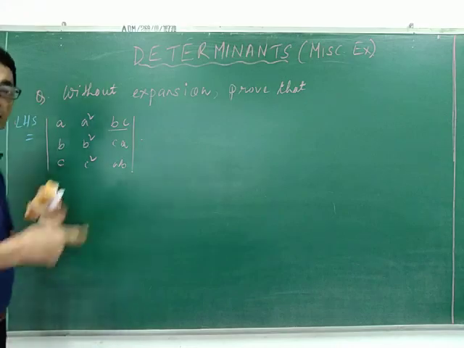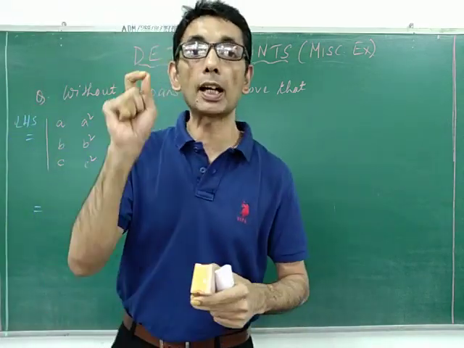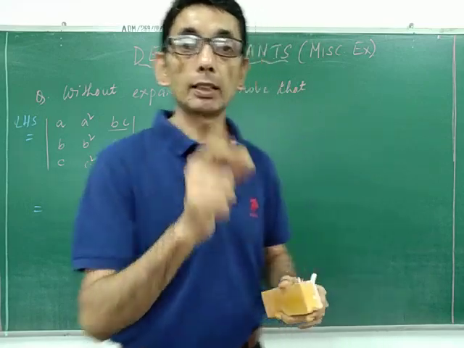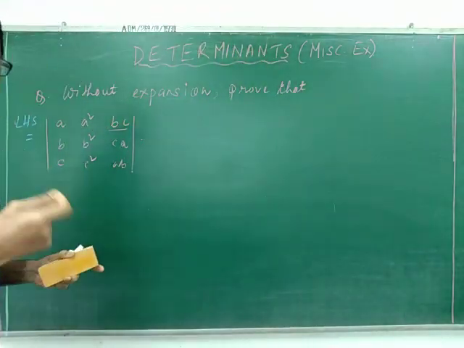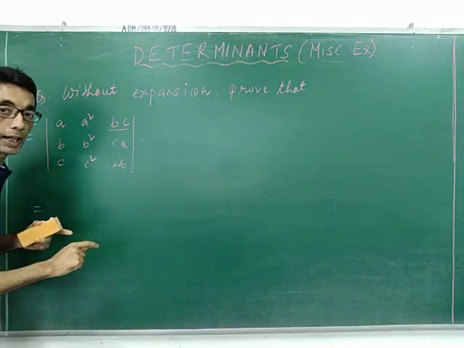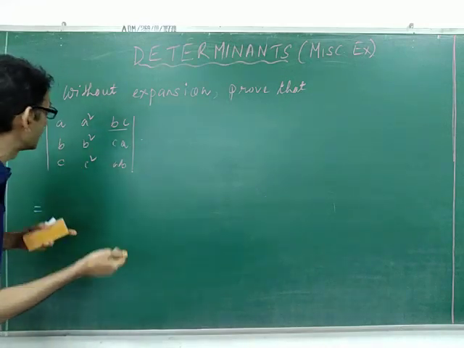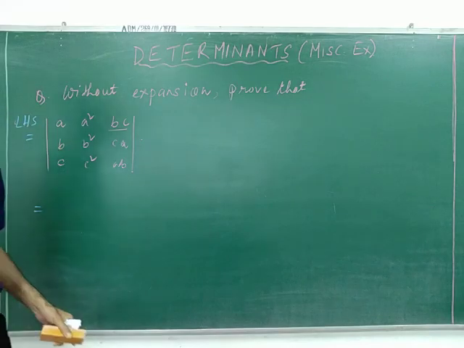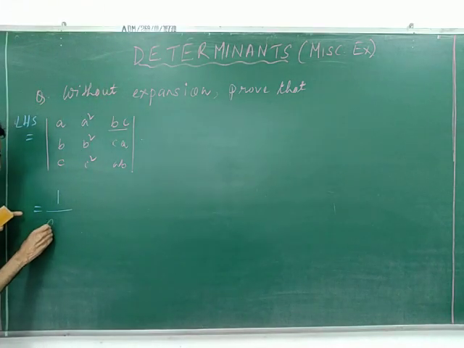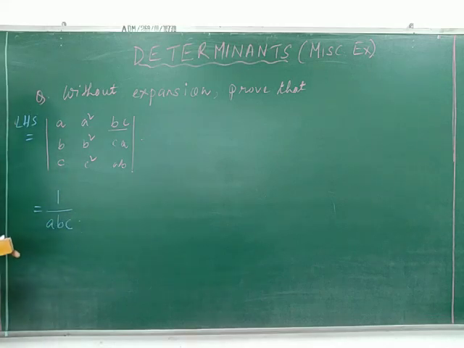And there is a property that if you multiply a row or column by any number, at the same time the determinant has to be divided by the same number. So if you multiply the first, second, third row by A, B, C respectively, at the same time you have to divide the determinant by A, B, C. So your step 1 will be to divide this determinant by ABC.